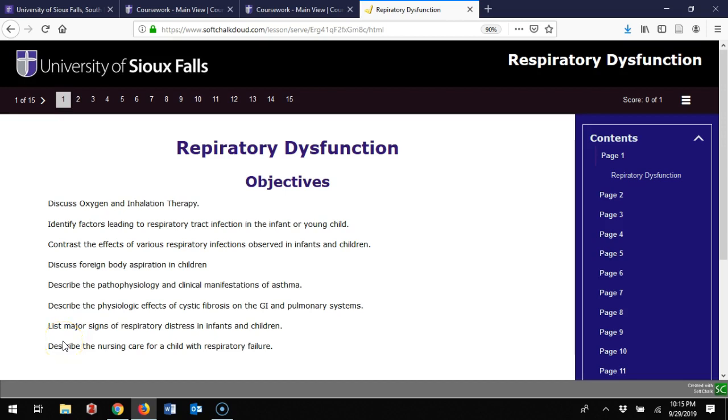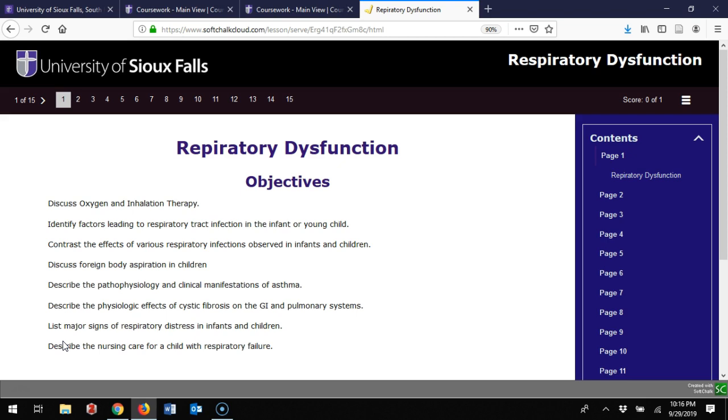Hi, this is Brian Wormers talking about respiratory dysfunction in children. I'm going to break this topic down into 3 different slides. The first one will be slides 1 through 4, the next one will be 5 through 11, and then finally we'll cover 12 through 15. As a whole, we're going to discuss oxygen and inhalation therapy.